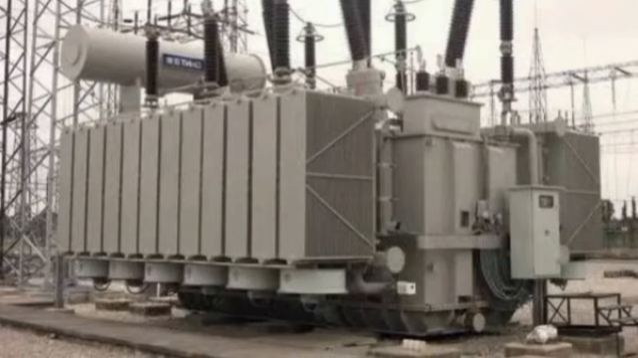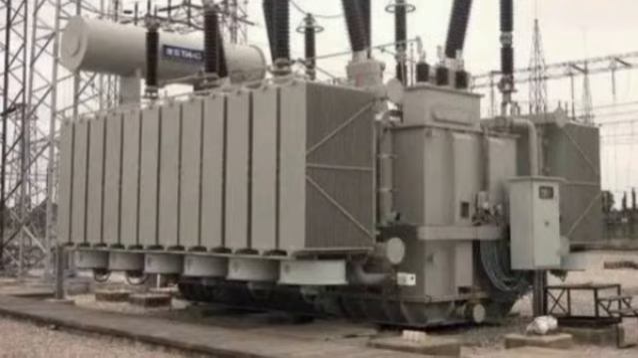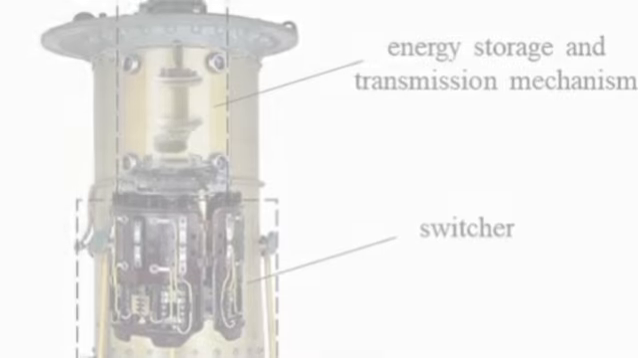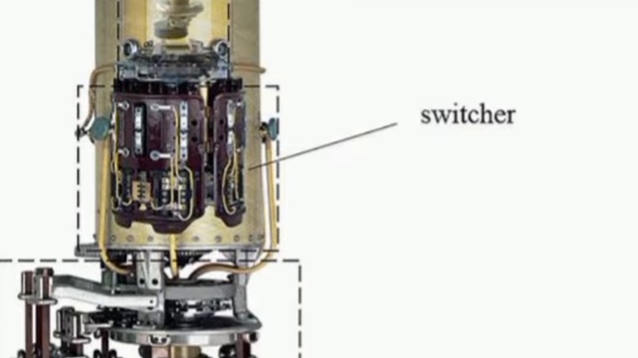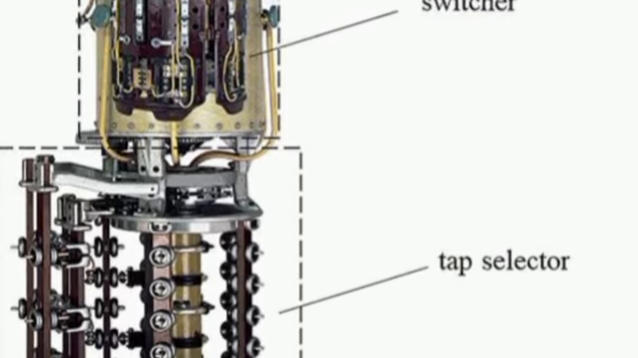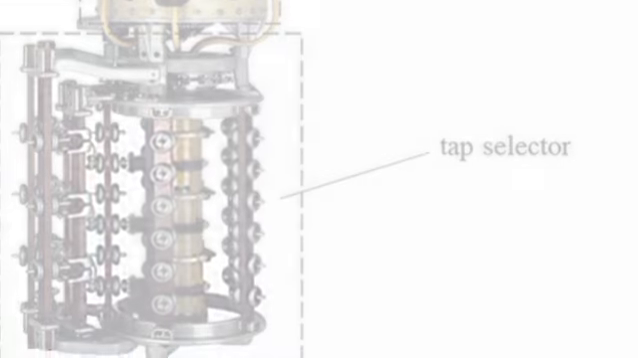The transformer has high efficiency and is designed to operate continuously over long periods. Tap changer: regulates the voltage within permissible limits by adjusting transformer windings. Cooling systems: oil or air cooling systems ensure that the transformer doesn't overheat during operation.